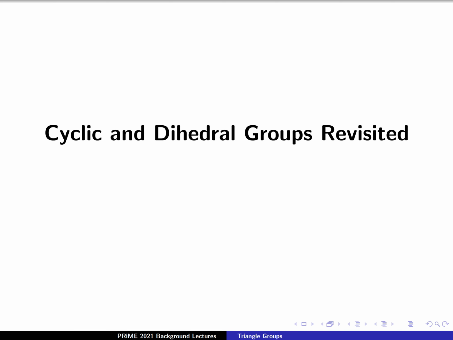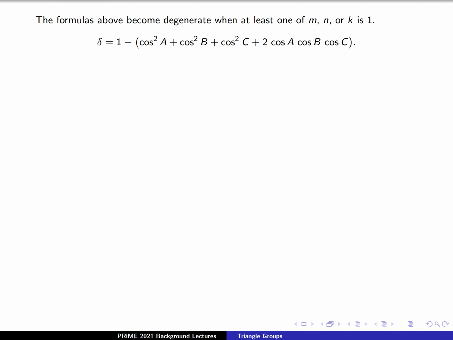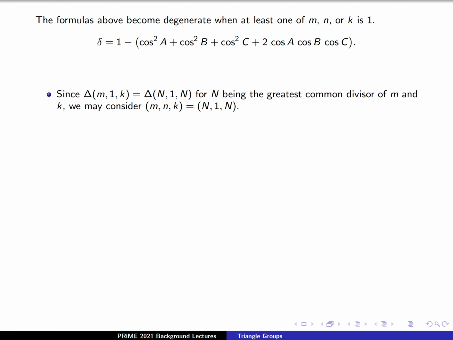Let's go back to the cyclic and dihedral groups to take a look at some pictures to understand what's really going on here. Let's go back to the case where we have 1, n, and n, but let's generalize this just a little bit. Say that at least one of m, n, and k is equal to 1. Perhaps lowercase n is equal to 1.